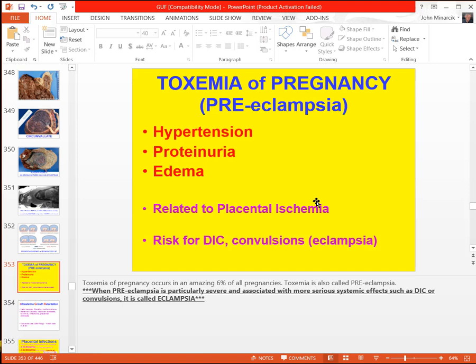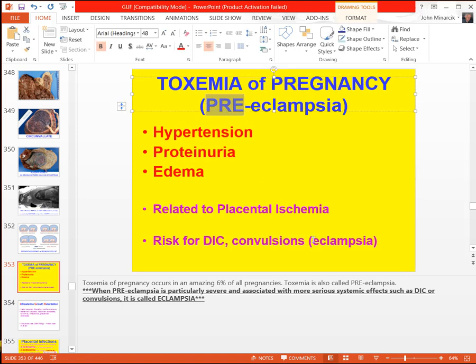This is just a terminology thing. This was an easy question. But this is the factoid that you should know, that preeclampsia is these 3 things here. But if it's severe and it results in DIC or convulsions, then it's no longer preeclampsia. That's called eclampsia. Preeclampsia is very common and does not have a high mortality or morbidity. Eclampsia does. So it's a big difference whether you call it pre or not.